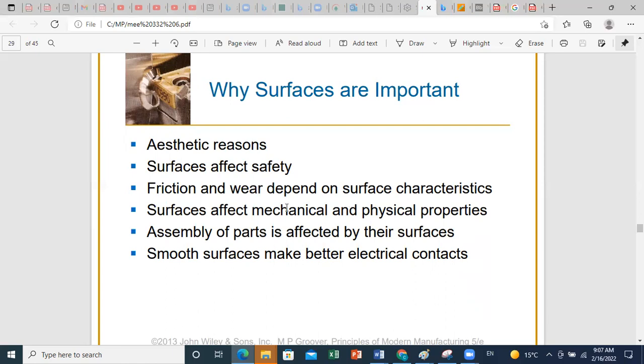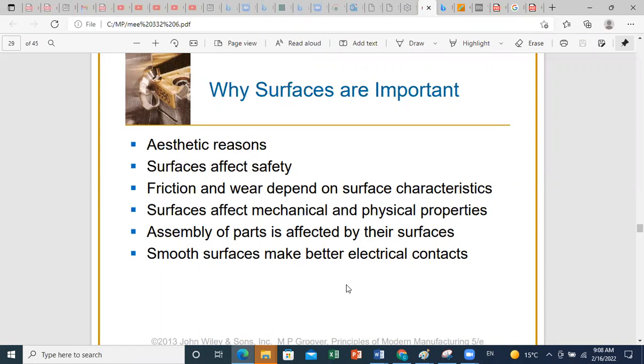Also, the surfaces will affect the mechanical and physical properties of the material. We'll see how. And the assembly of parts will be affected a lot by their surfaces. Whenever you go to the assembly process, you need to have a perfect match, as much as possible, between your surfaces to have a good assembly and have your final product.